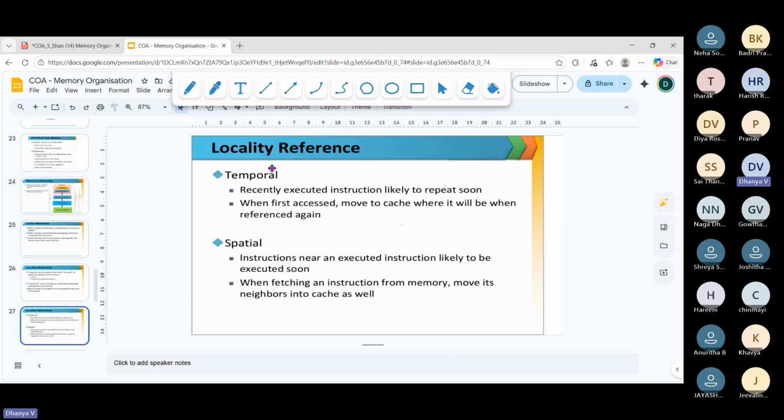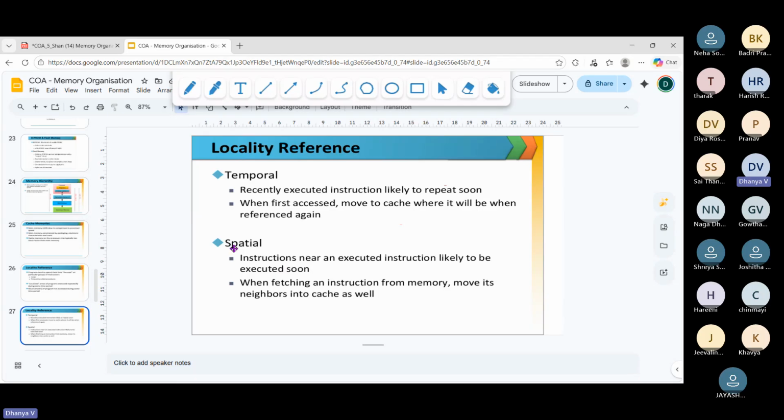We have two types of locality, which are temporal and spatial locality. First, temporal locality: a recently executed instruction is likely to repeat soon. If you're accessing something, there is a high chance that you might access the same thing again. That is what temporal locality says. We'll later look into the replacement algorithm, which is where temporal locality comes into the picture.